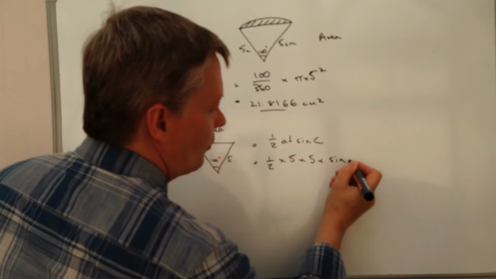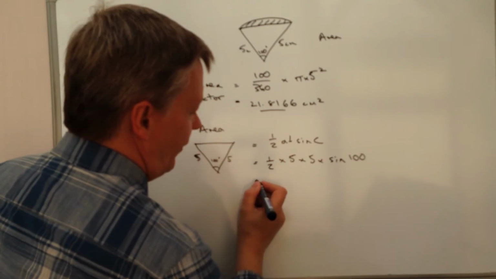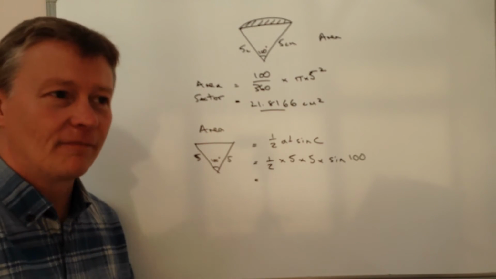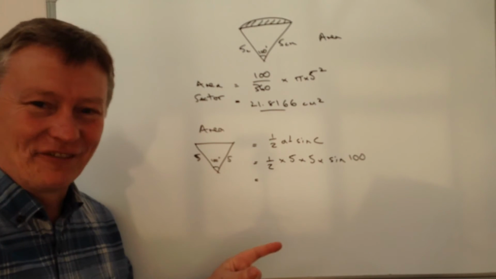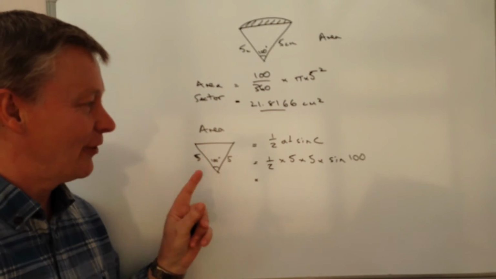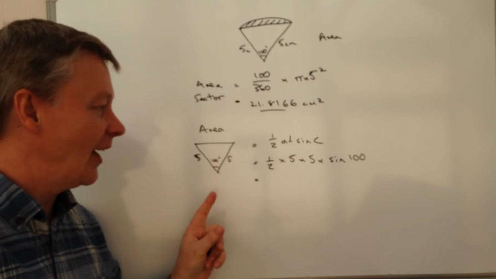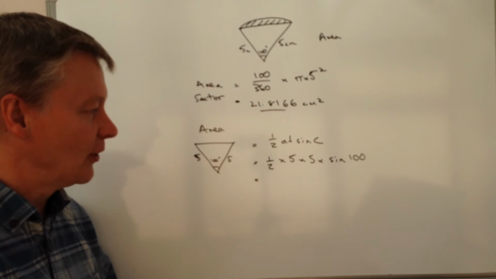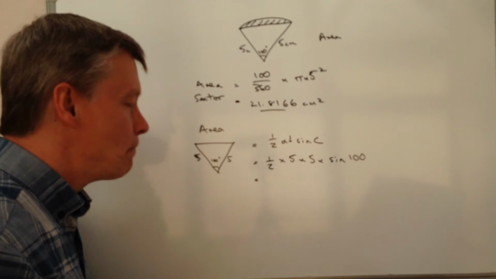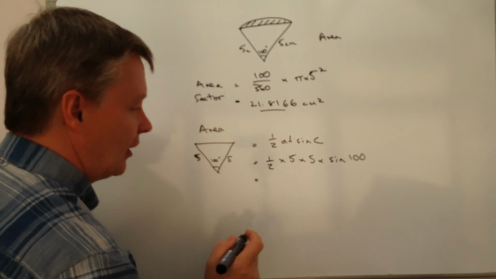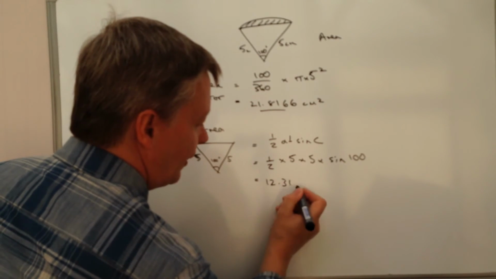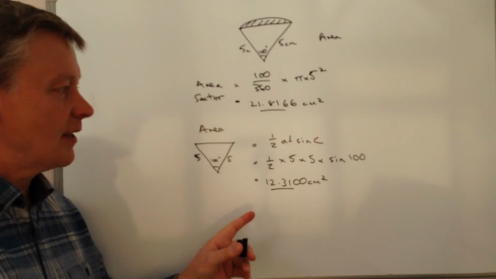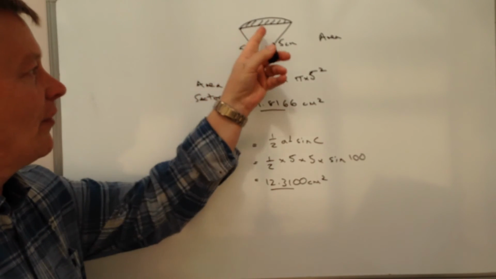I will post some videos on this particular formula, and I'll provide a link at this point in the video, and then you'll be able to link through if you're not sure about how I've done that. I will also put something in the description underneath, and you can have a look at that formula. When we put those numbers into a calculator, we end up with 12.3100 centimeters squared. So that gives us the area of the triangle.